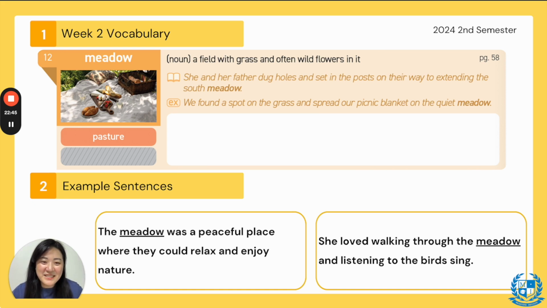Next one. She loved walking through the meadow and listening to the birds sing. So it's all very peaceful words, or peaceful settings here for this word. Very nice.